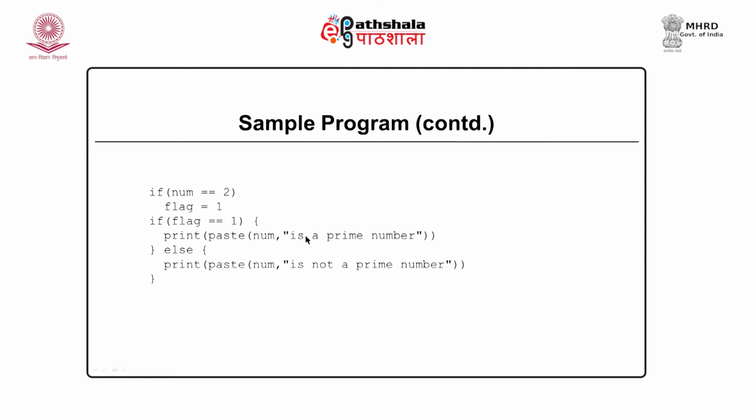To display two things at a time, that is the value of number and this string, we use the paste function. Paste is another function that is available in R. So, when you want to display a series of strings at the same time, we can use paste and within brackets we can supply the arguments.